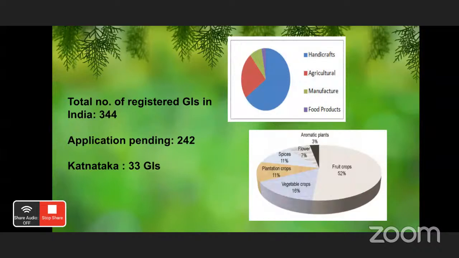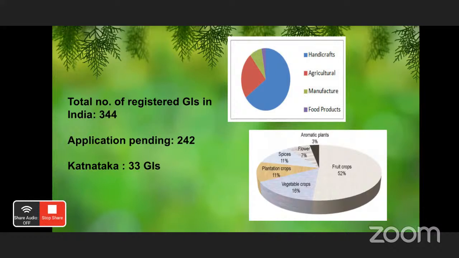And Karnataka is the state with the highest number of GIs, 33. When I see the statistics, we see that maximum handicraft items have been registered under this act, followed by agricultural goods, then manufactured goods, and finally food products. In agricultural goods, if we see the statistics of horticultural products, we can see that maximum food crops have been registered, followed by vegetable crops, then plantation crops like tea and coffee, then spices, then flowers and aromatic plants. So this is the statistics.